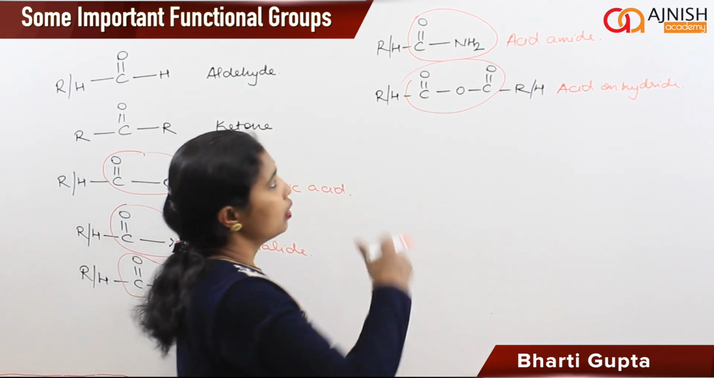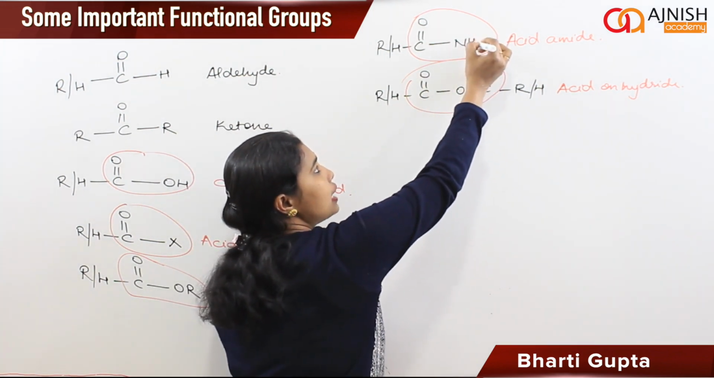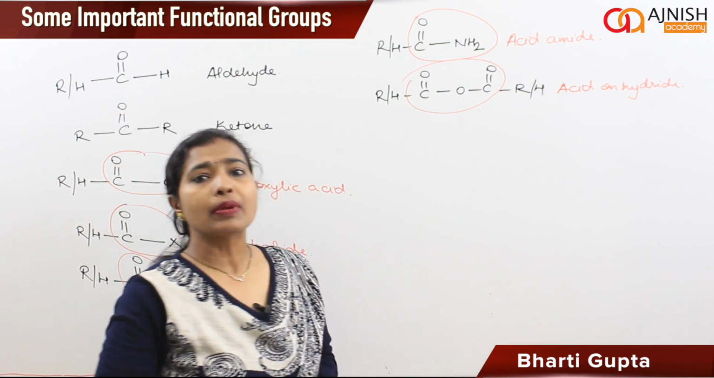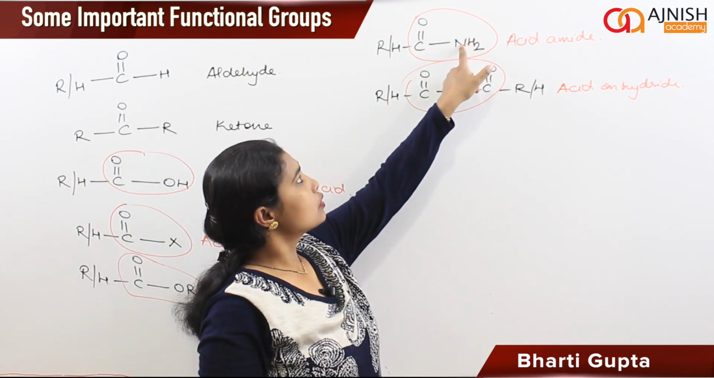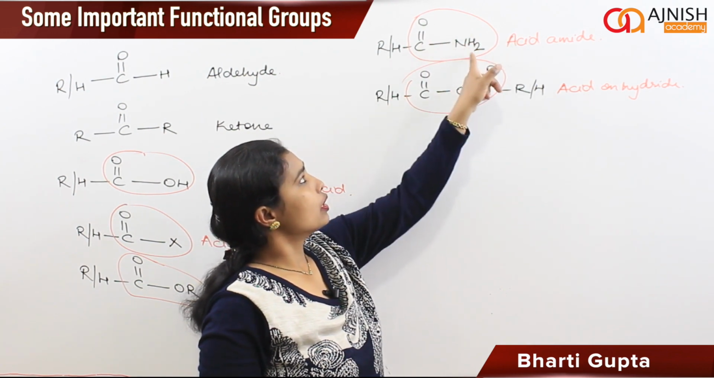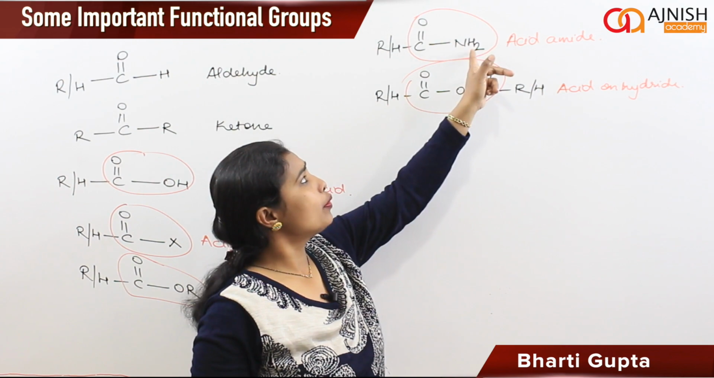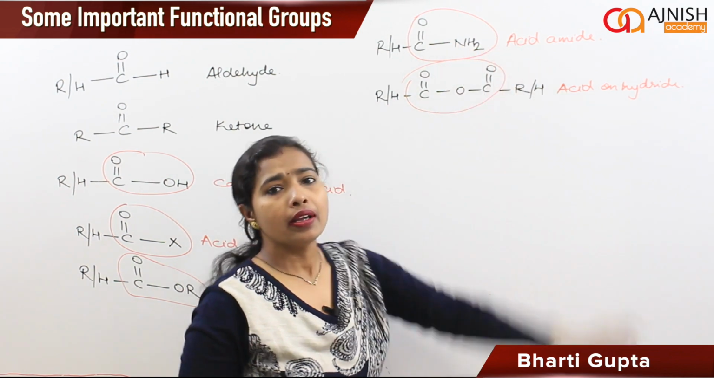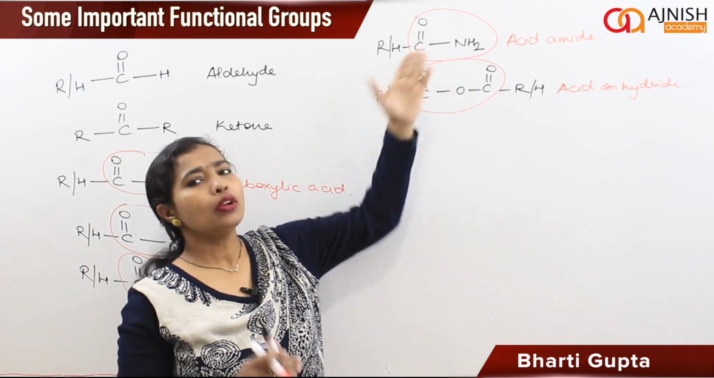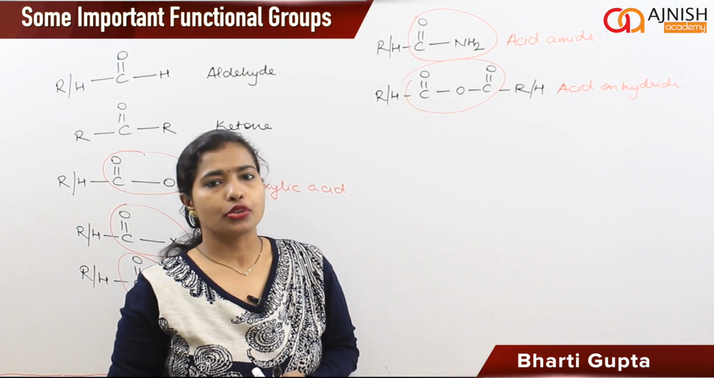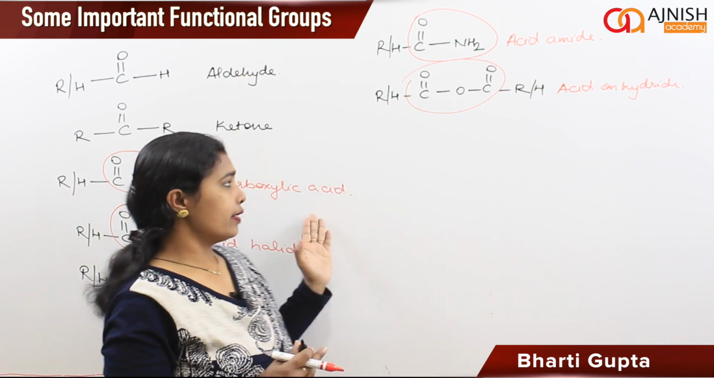Now here, in the amide, if nitrogen has on one side a carbon chain and 2 hydrogens, and one hydrogen is replaced by a carbon chain, we get a 2-degree amide, and if the third hydrogen is also replaced, we get a 3-degree amide. So there can be variations in amide. It can be a primary amide, normal amide, or it can be a secondary or a tertiary amide. These are the acid derivatives.